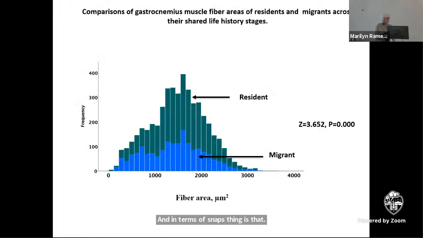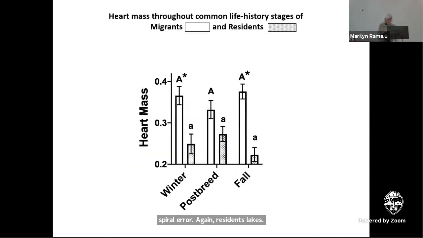I think it'd be right if we look at the frequency distribution of migrants and residents in terms of gastrocnemius medius fiber area. Again, residents have larger fibers. They have larger legs. They have larger fiber areas. And the last parameter is heart mass, and here migrants outstrip residents. They have larger hearts, and they're not changing over time, but the residents' hearts are small.